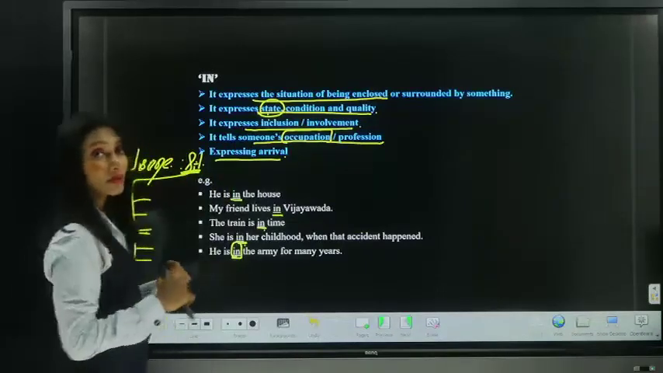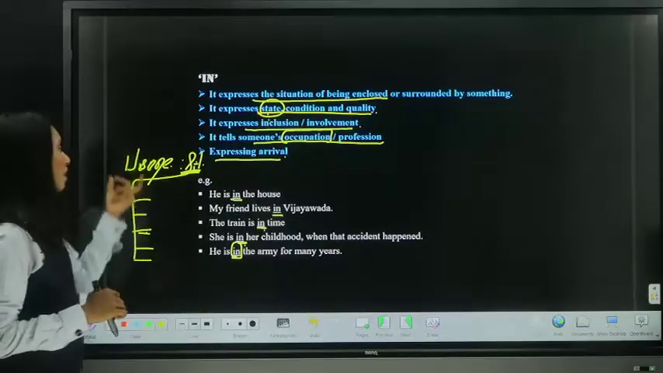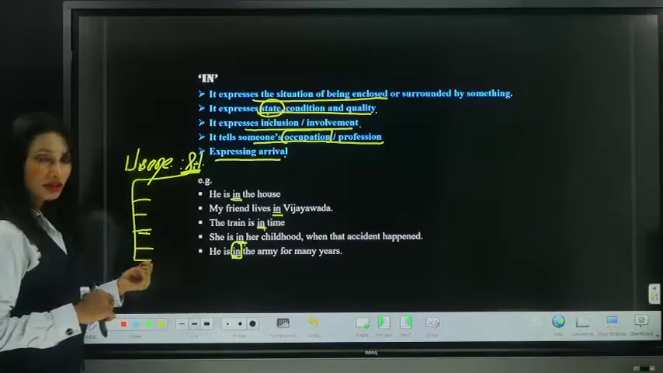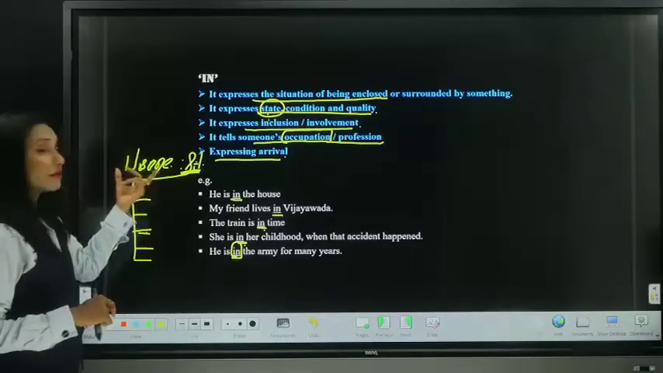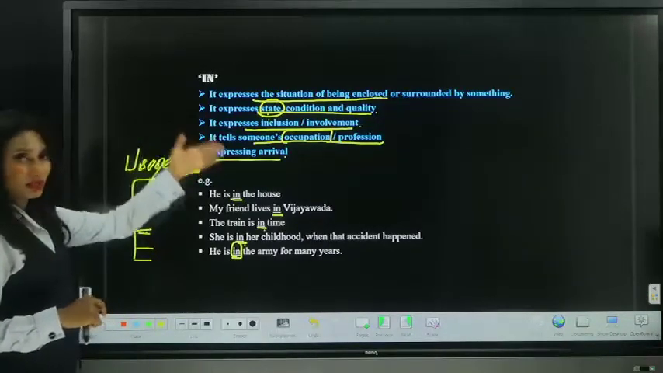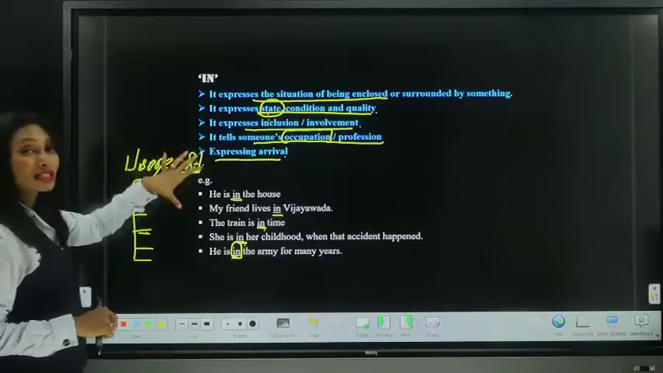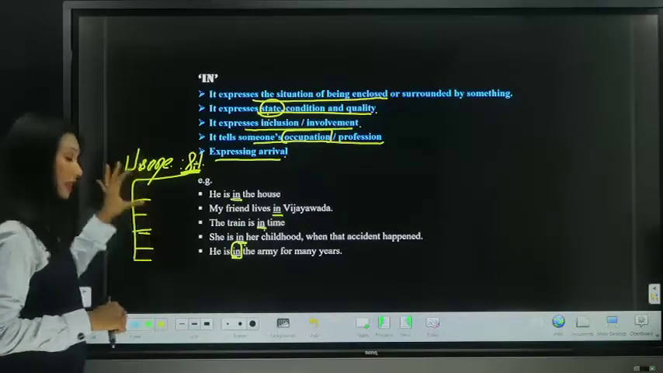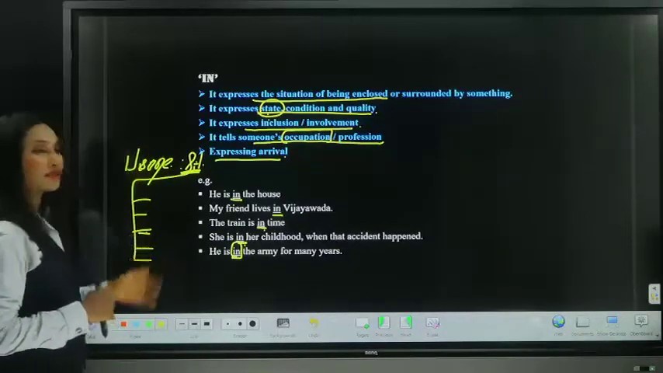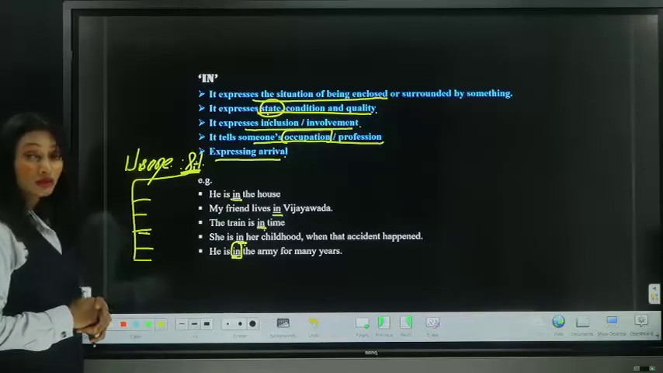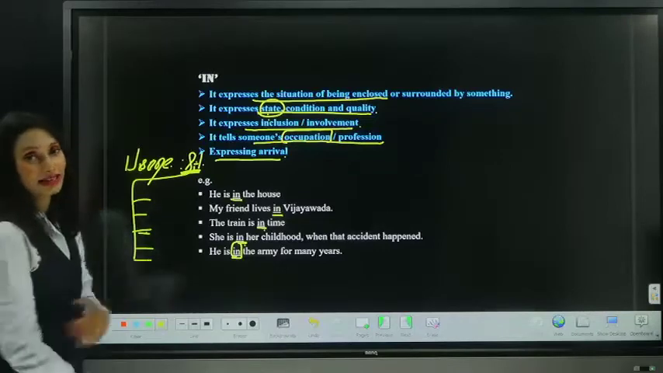Hence, to remember well and to understand it better, what we are going to do now is take the situation, the context, and the prepositions we use in that situation and their individual usage. That would help you better to remember as well as to understand.